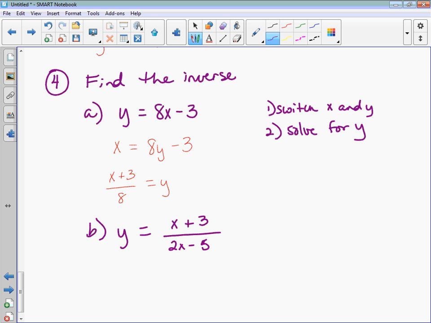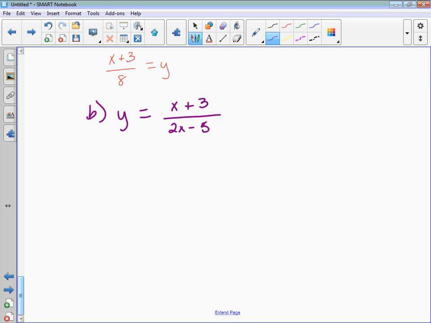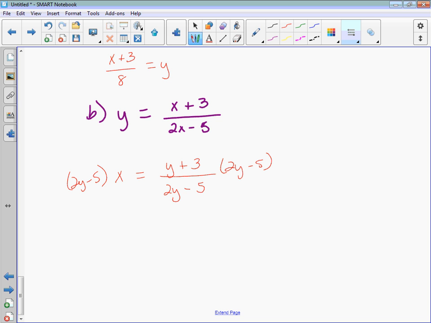Let's make that a 5. Oh dear. All right. Step 1 is still the same. So we would have x equals y plus 3 over 2y minus 5. Okay, then what? All right, so I can distribute on the left, and I have 2xy minus 5x equals y plus 3.